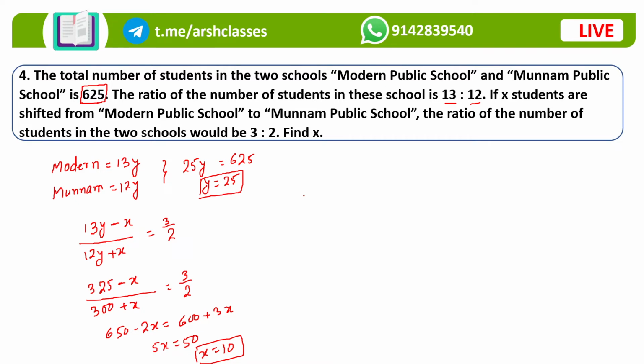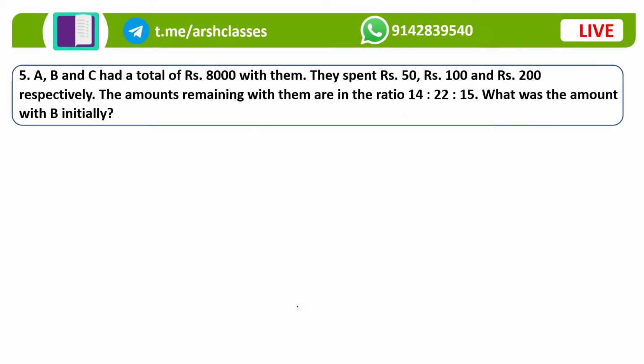So the question is to find the value of x, and we got the value of x as 10. Keep in mind, one more time I'm explaining that the ratio is given as 13 is to 12, and the total number of students is given as 625. So using these two pieces of information, first we need to calculate the number of students in Modern Public School and in Munnam Public School. Now after that, we will use this ratio and x, we will get the value of x, right? One more time I'm saying, guys, in case you face any difficulty, you can WhatsApp us with what problem you face. Okay, now let's move to question number 5.